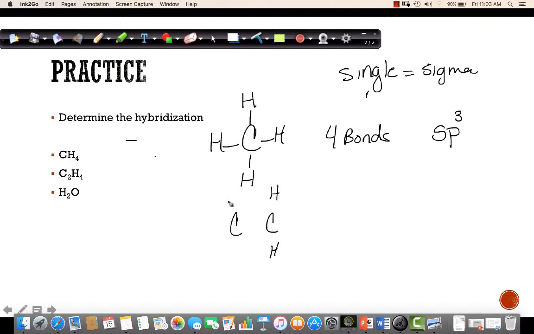And then I'm going to put my H's around it. Carbon likes to have 4 bonds, remember, so 1, 2. Well, I've run out of hydrogen, so 3, 4. It's got a double bond. All right, so now let's look at the carbon here.